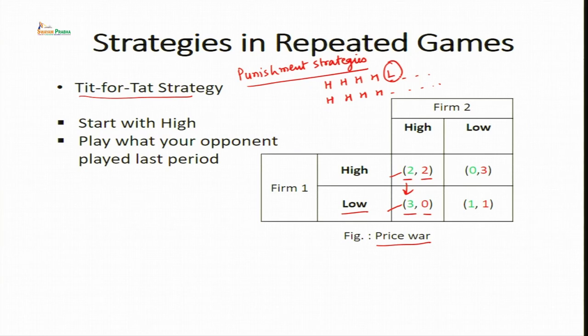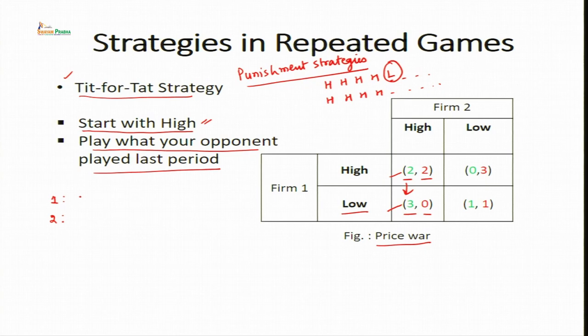So, the idea is in this strategy called tit for tat, what this firm will do, the strategy is that you start with high, the firm will start with high. Okay? Then what it will do in subsequent periods, play what your opponent has played in the last period. So, this is the idea. Okay? So, basically if I want to describe it, how will I do it? So, tit for tat is, this is firm 1, this is firm 2. Okay? So, we are looking at the perspective of firm 1.